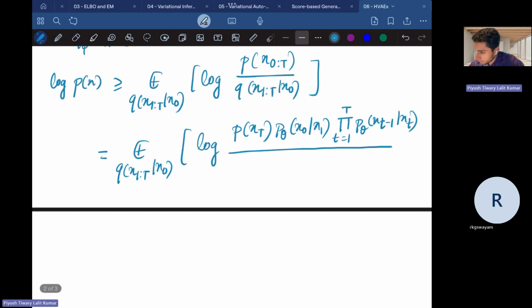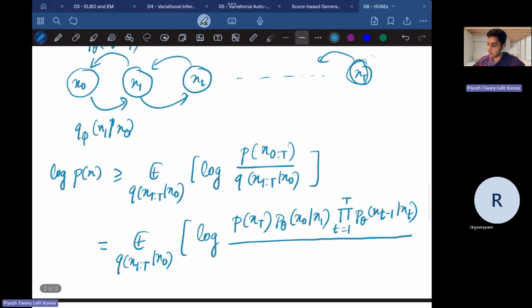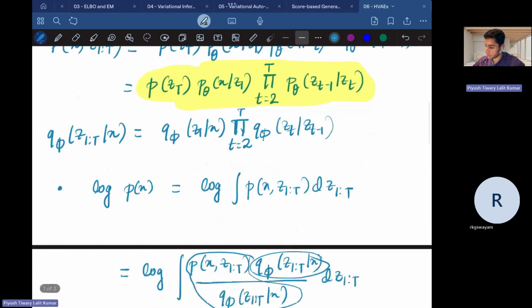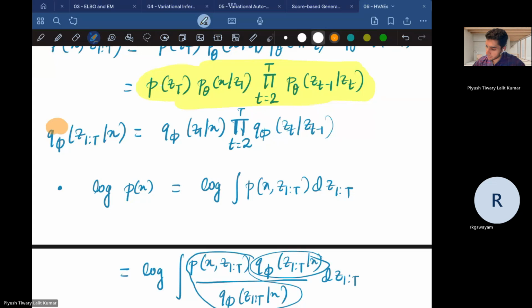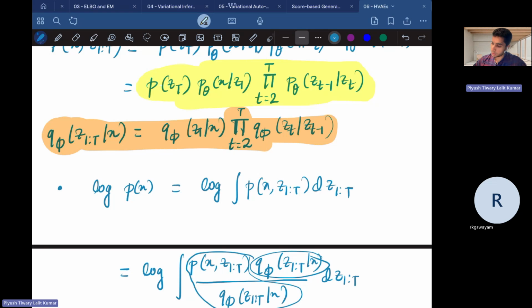Now what about the denominator? The denominator is our inference view. For the inference view, again, we have written this decomposition here, so we can directly use it. What is it? This is q phi of z1 given x, right? It's q phi of z1 given x.